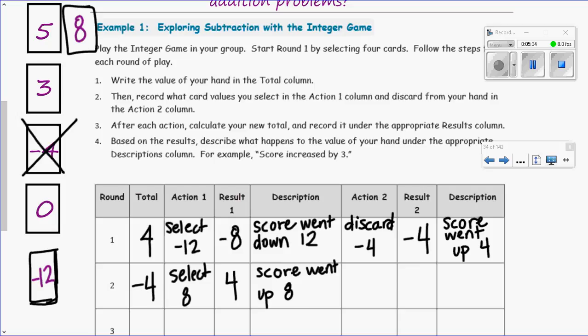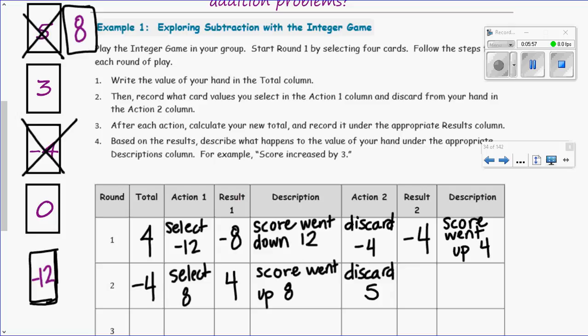Okay, now we need to figure out which one to discard. We're going to discard, and this is just me choosing, we're going to discard the 5. So this time we're going to get rid of the 5. Okay, so now you have 8. I'll show you with the mouse. You have 8, 3, 0, and negative 12. If you're quick, or if you want to pause it, go ahead and figure out what your score would be.